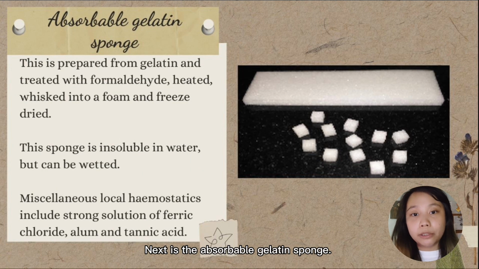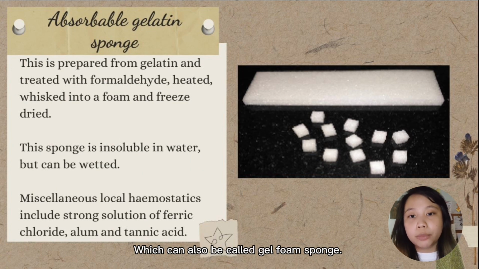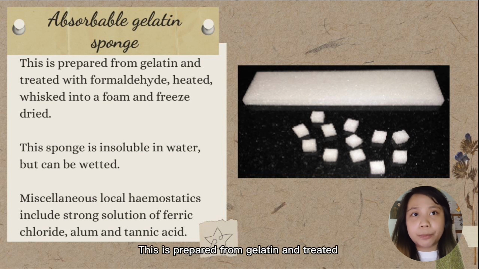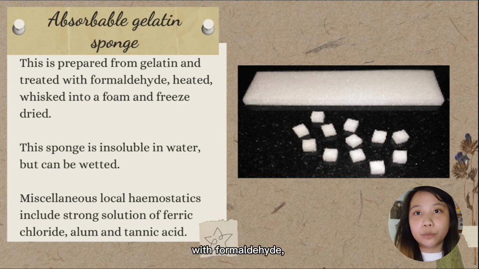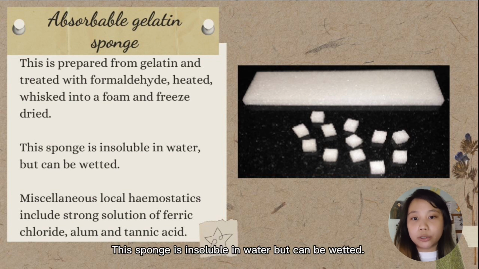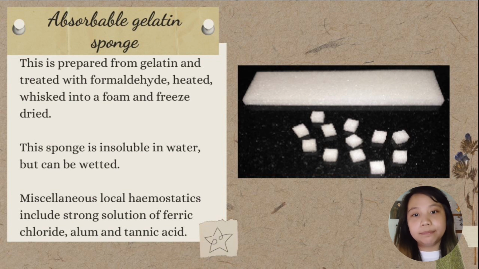Next is the absorbable gelatin sponge, which can also be called gel foam sponge. It is a medical device intended for application to bleeding surfaces. This is prepared from gelatin and treated with formaldehyde, heated, whisked into a foam, and freeze-dried. This sponge is insoluble in water but can be wetted.